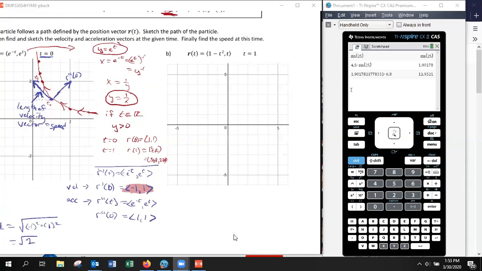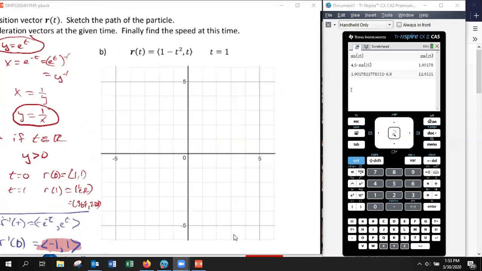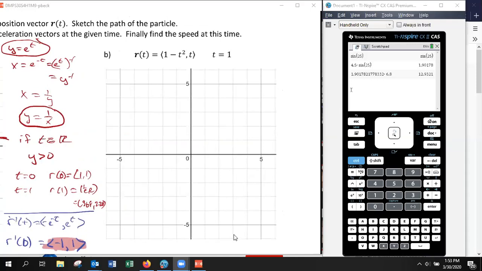All right, so on to problem B. With this one, it's actually going to be a lot easier to immediately say that y is going to be our parameter of t, which means that x is going to equal 1 minus y squared. Since x equals 1 minus y squared, what is the path of the particle? This is a parabola. It's a parabola that opens to the left and is shifted right 1.